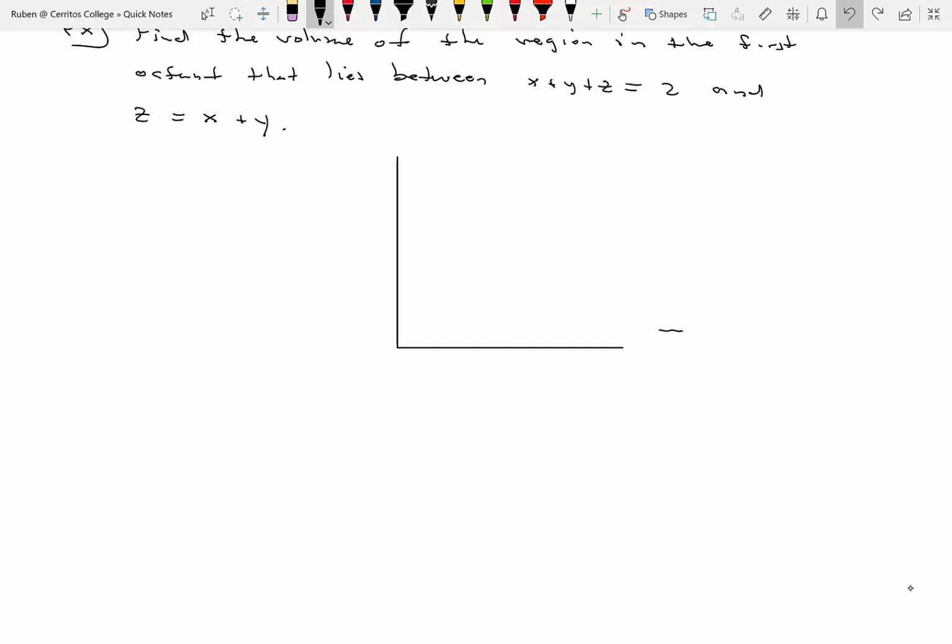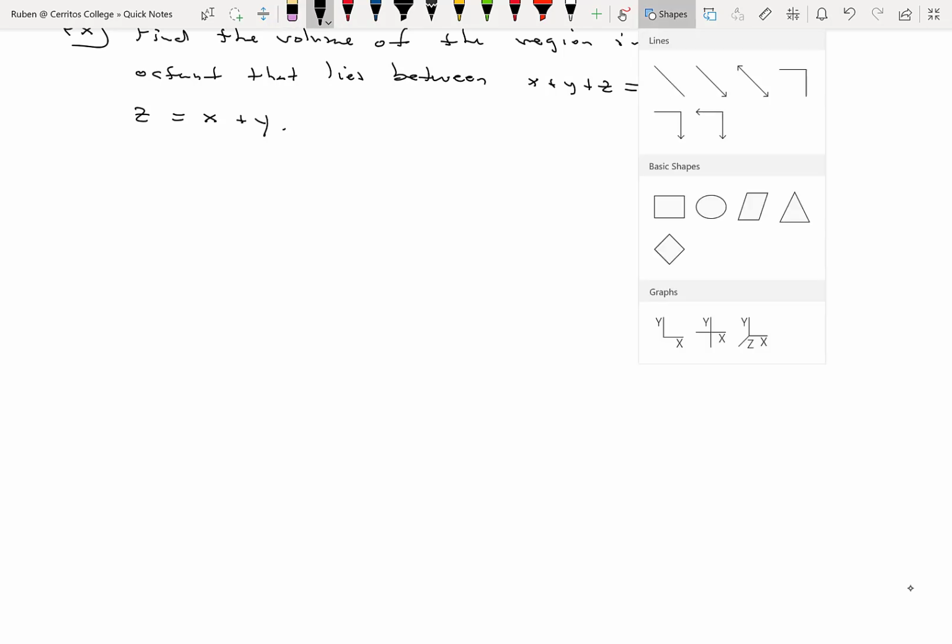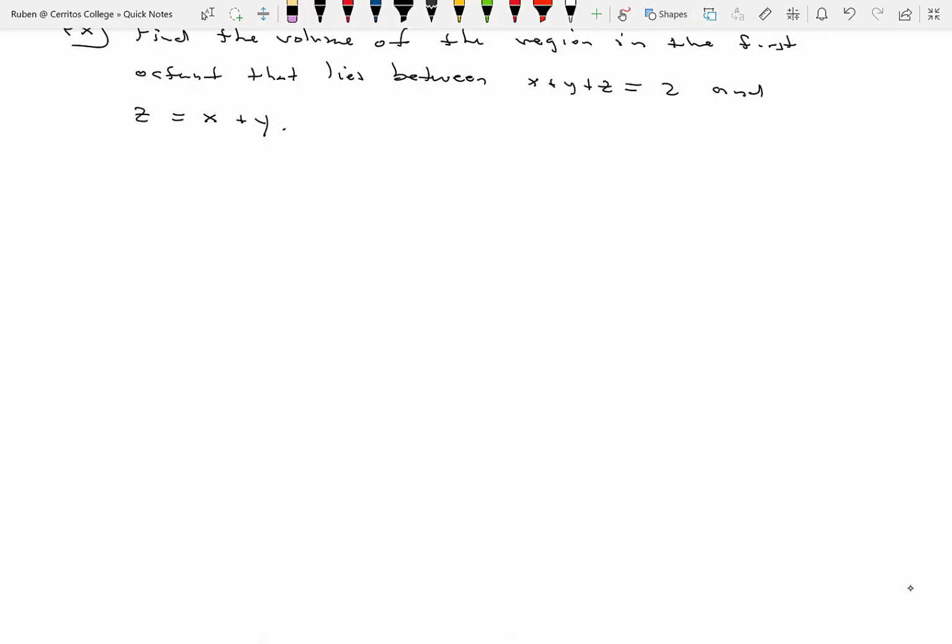Let's see here. Okay. I want to redraw this. There we are. Okay. So let's start this again. I'm going to be drawing the region in the first octant that defines the volume we're looking for.